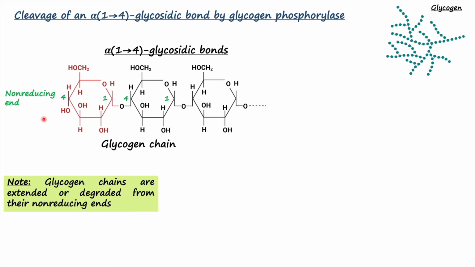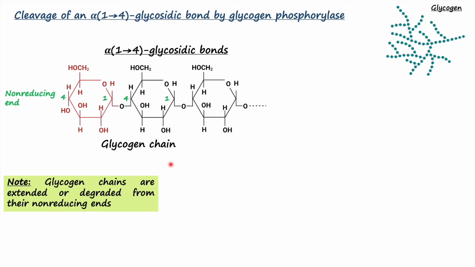Basically, during glycogen synthesis, glucose molecules are added from the non-reducing end, and during glycogenolysis, the glucose molecules are broken down from the non-reducing end. So this is something very important to remember, that either extension or degradation has to happen from the non-reducing end of the glycogen chain.